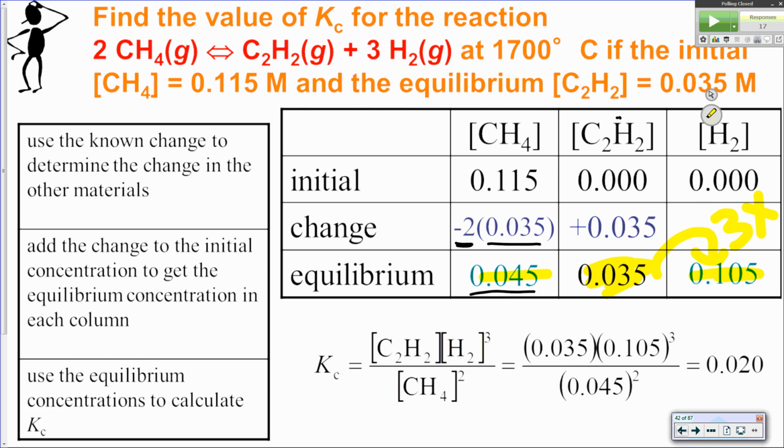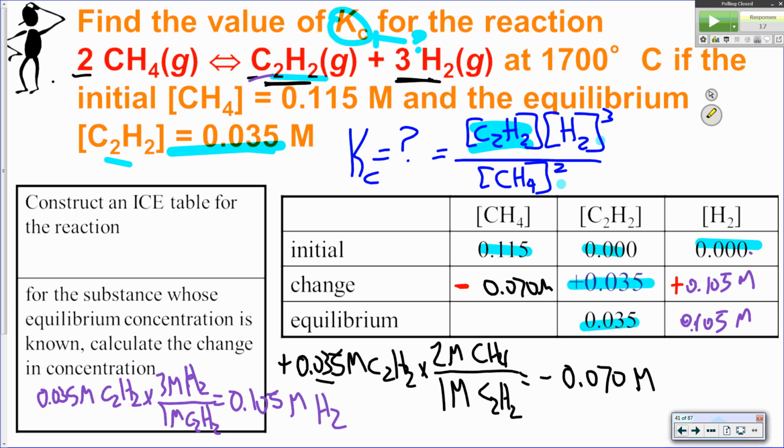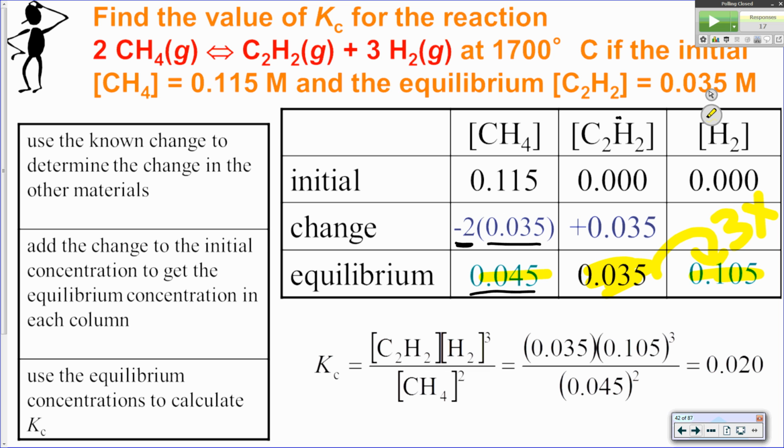I can go back to my equation that we had to start with, just simply plug in the concentrations for each one of the species, take them to the respective powers, the cubed for the hydrogen, the square for the methane. I take the acetylene concentration, plug it in, the concentration of the hydrogen, plug it in and cube it, divided by the concentration of the reactant methane, square it because of the 2, and I find out the value of K sub C is 0.02.